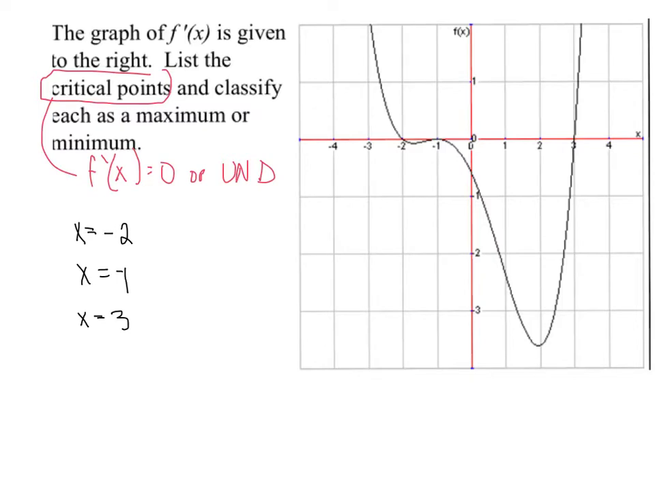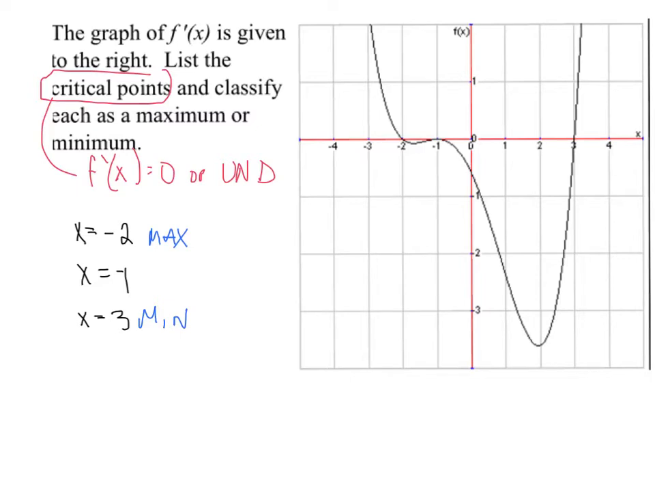Now, in terms of classifying them, here at -2, the derivative changes from positive to negative, so the original function changes from increasing to decreasing, making this a maximum. Here, let's go to 3. The derivative changes from negative to positive, meaning the original function changes from decreasing to increasing, making this a minimum.